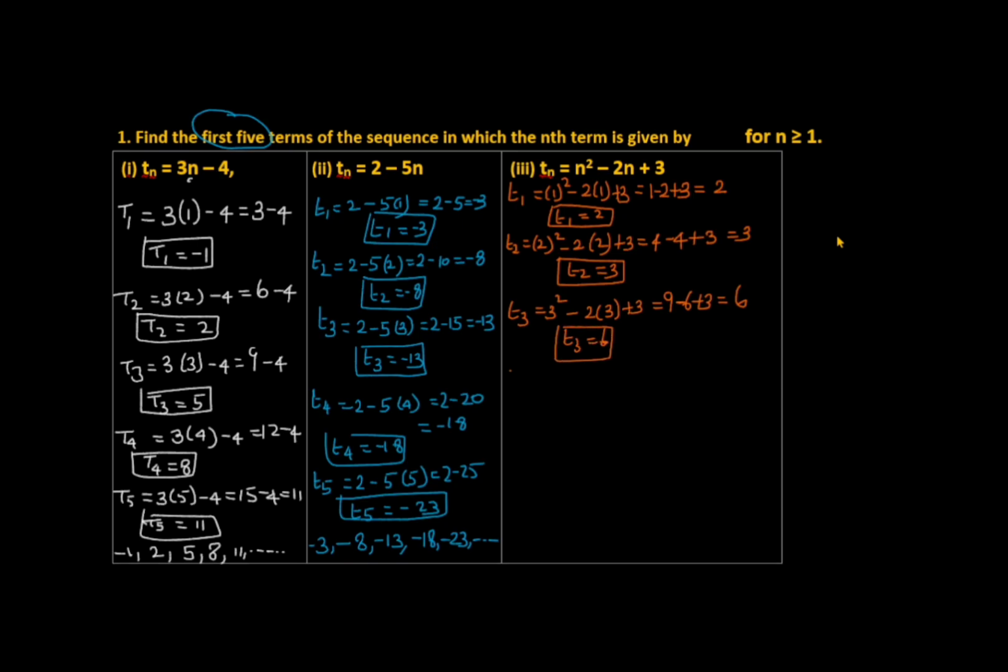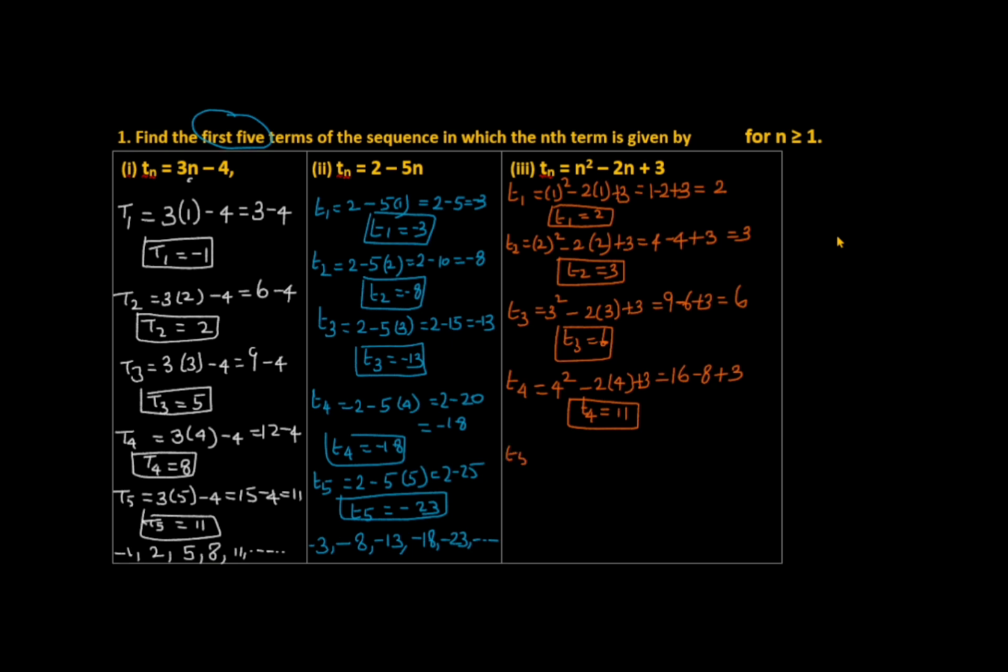Now T4. T4 is equal to 4 squared minus 2 into 4 plus 3. 16 minus 8 plus 3. 16 minus 8 is 8. 8 plus 3 is 11. T4 is 11.